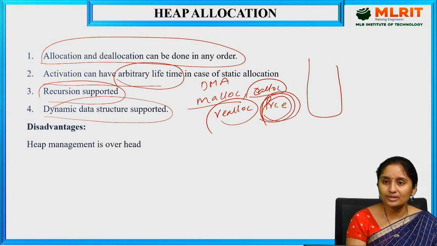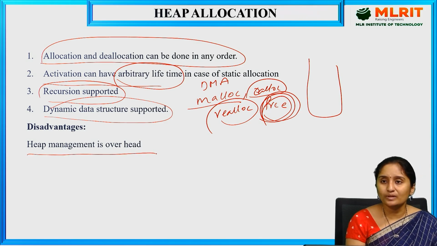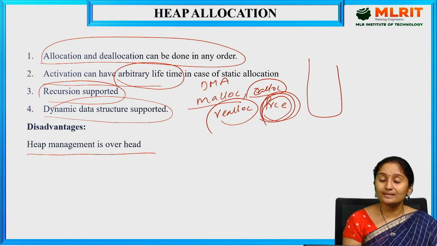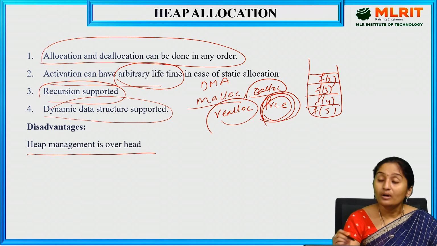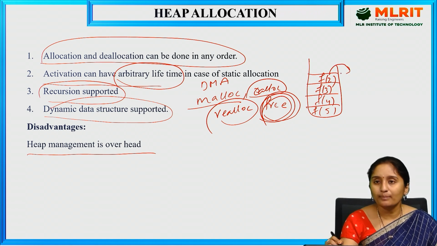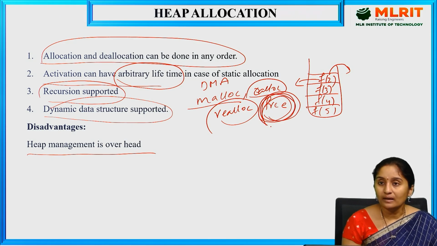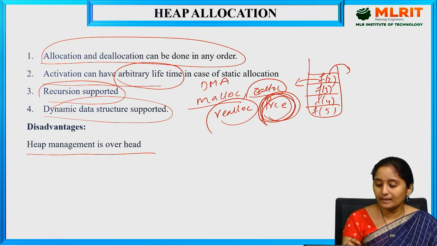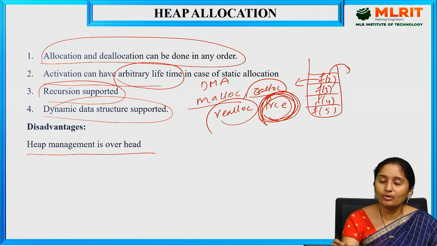We are going to build them using dynamic data structures. The disadvantage here is that heap management is overhead. I have plenty of activation records here, for fact of 5, fact of 4, fact of 3 and fact of 2. Once these activation records are completed, they are popped off, but this memory is not removed until I use free, the dynamic memory deallocation. If I don't use free, then the memory will not be removed.